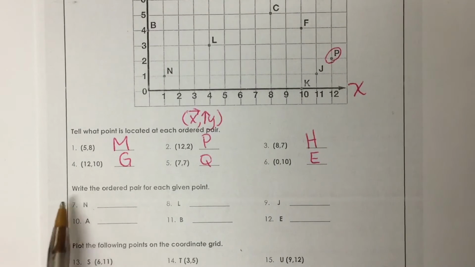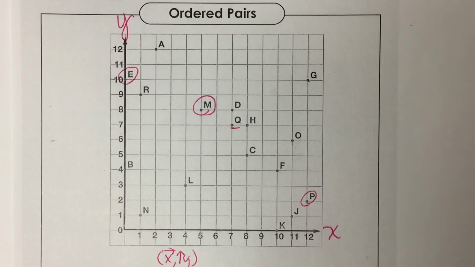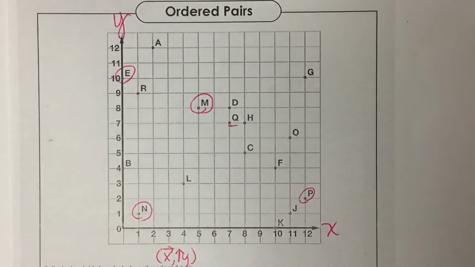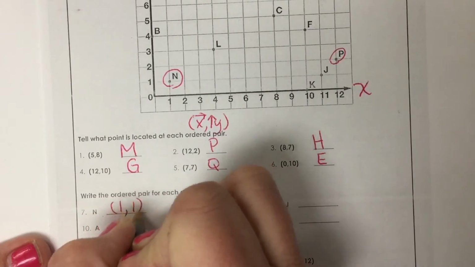All right, write the ordered pairs for each given point. So let's find the point N. All right, here's N right here. So for the ordered pair, I start at 0, and I go over to the 1, and then I go up 1. So the ordered pair would be 1, 1.